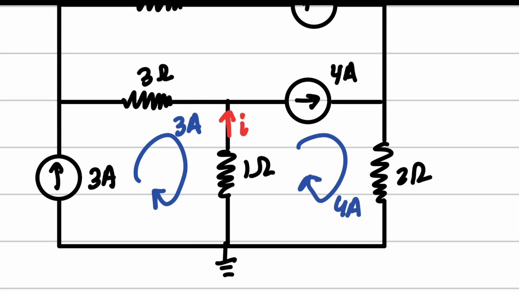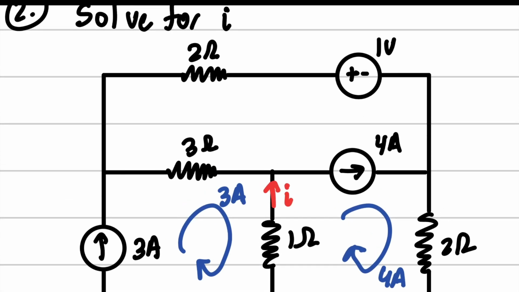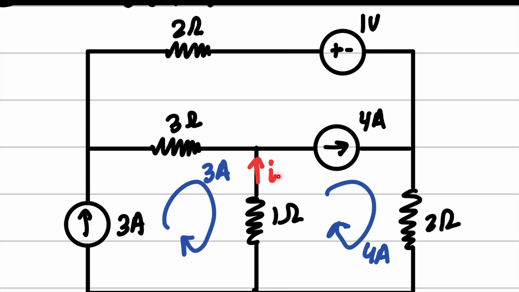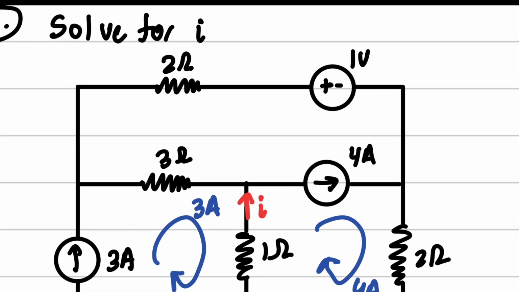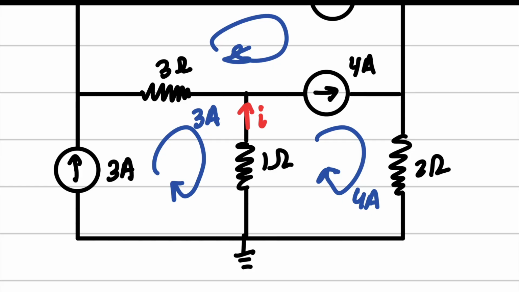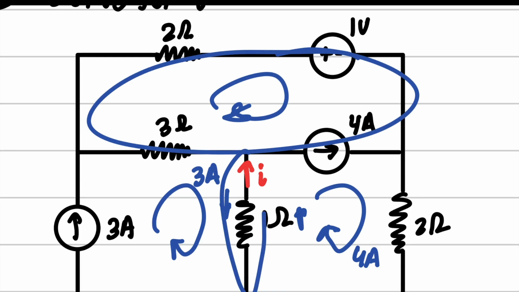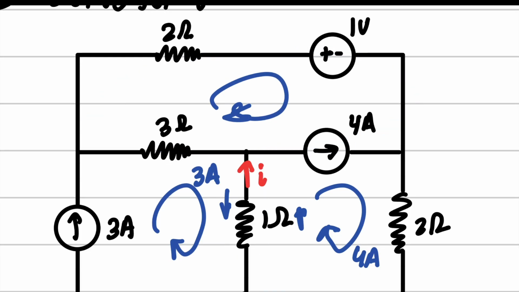Okay. Now, here's the thing. We want to get I, right? We want to get this I right here. So our last loop can't be this loop, okay? Because then our I right here will just be 3 amps and 4 amps, and we're completely neglecting the fact that this portion of this circuit is connected to this portion. Okay? So that would be wrong.